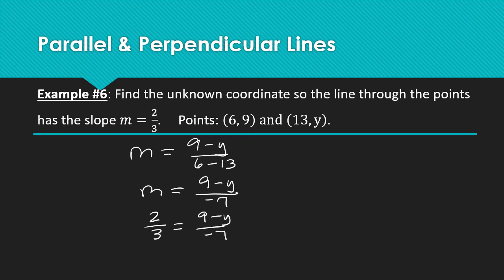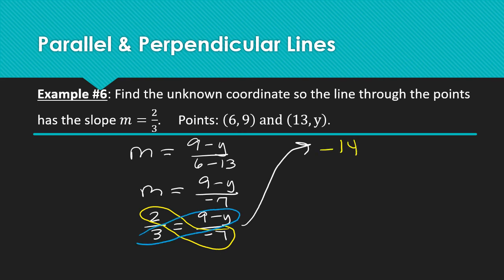And now this is no longer a slope problem. This is a proportion problem. So we are going to cross multiply and solve for y. So when I cross multiply, I'm going to multiply these two terms, 2 times -7, which is -14. And then I'm going to multiply these two terms. And I would be cautious. I would just go ahead and write that the long way here so you don't forget to distribute.